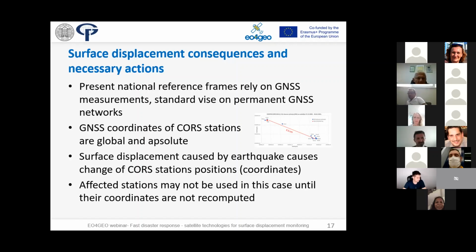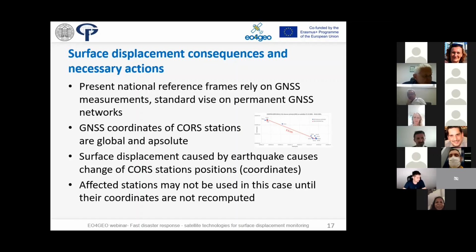So if surface displacement occurs, caused by an earthquake, this will cause a shift of the CORS station. It means that the coordinates of the affected CORS stations or station will change. And in this context, such an affected station may not be used until its coordinates are recomputed.